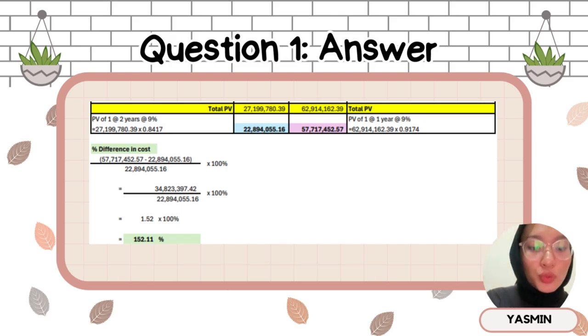Okay, after that we will find the percentage difference in cost for both of them, which we will take option 2 minus option 1, divided by option 1, and multiply with 100%, which we will get 152.11%. Now, this shows that option 2 is 152.11% higher than option 1 in terms of cost, which means option 1 is more valuable than option 2 because it has a lower cost.